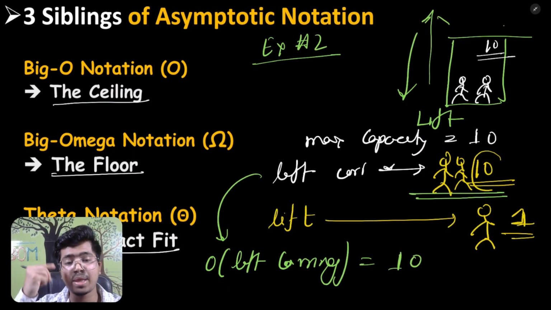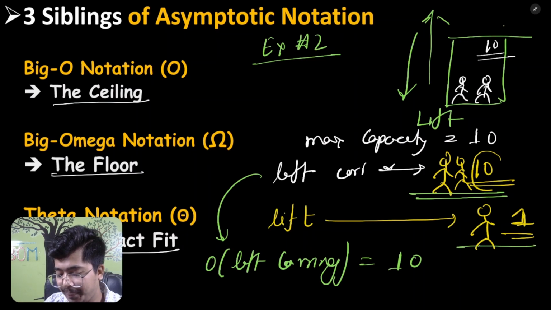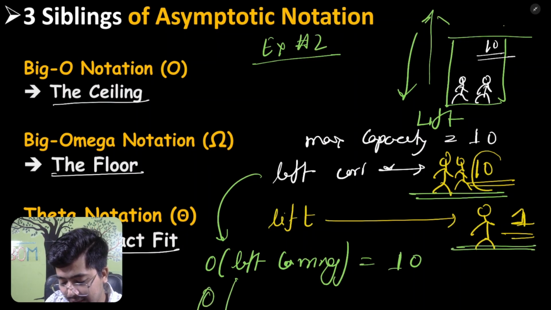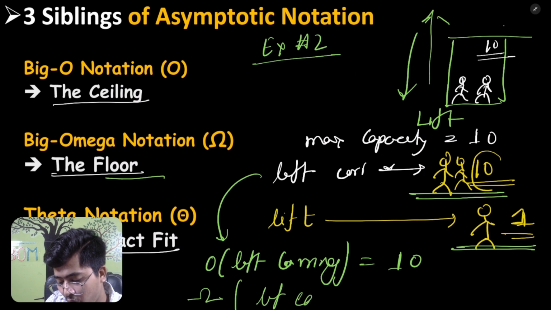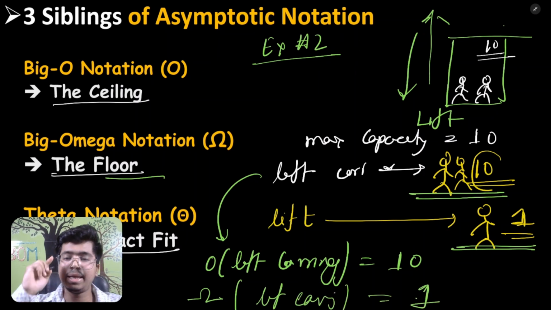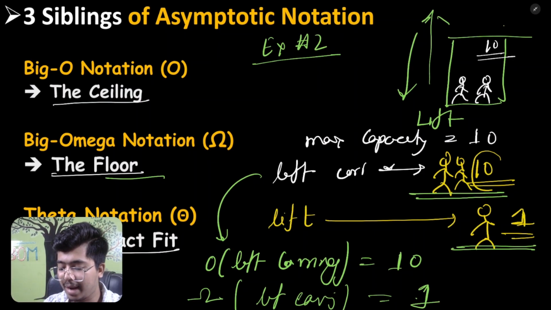That means we represented the upper bound value. And when the lift is carrying 1, we will be representing it by big theta of lift, I mean big omega, sorry. Big omega is the floor, so we'll be representing it by omega. So this is the floor of lift carrying. Flooring is the lowest value, so it will be 1. So we are representing the same function by utilizing two types of notation.